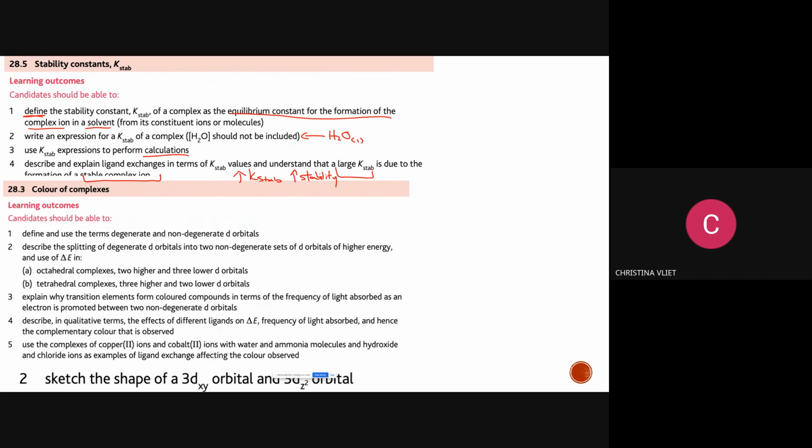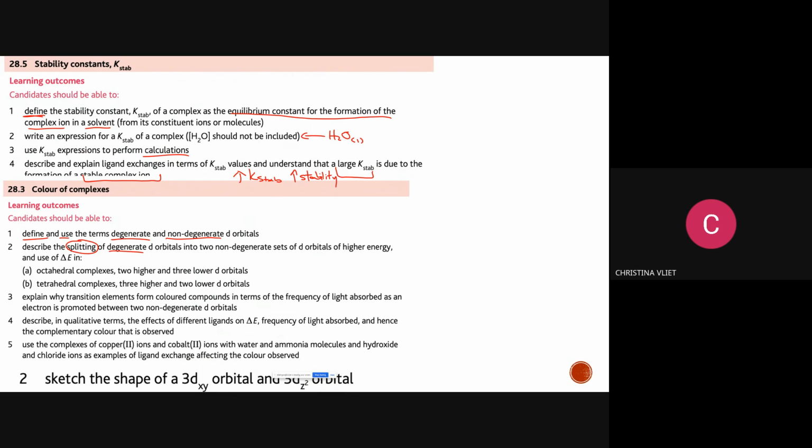So what do we actually have to do? Define is our first command. Define and use the terms degenerate and non-degenerate orbitals. If you've heard the word degenerate used in other ways before, it is not that. And we'll explain what degenerate stands for as we get into the lesson. And then the second one is describe the splitting of degenerate d orbitals into 2 non-degenerate sets. And we'll talk about how that happens.